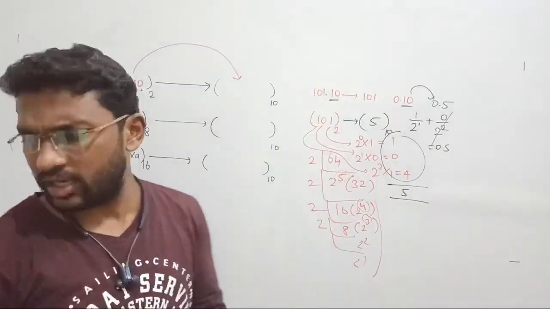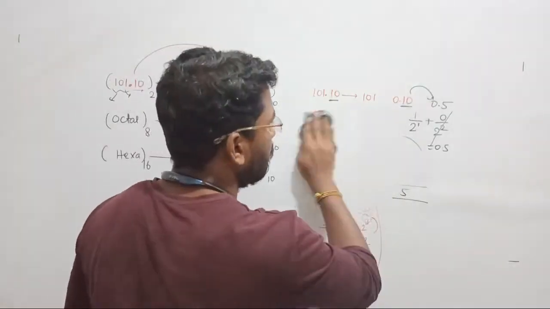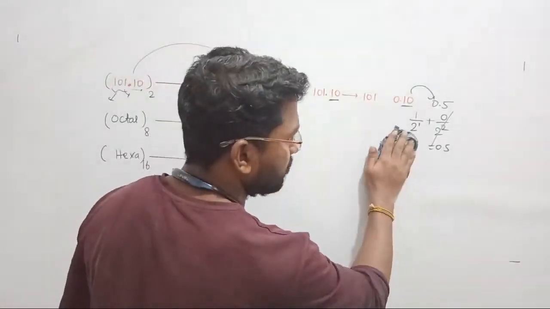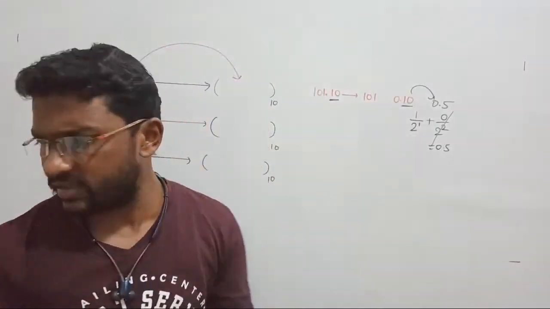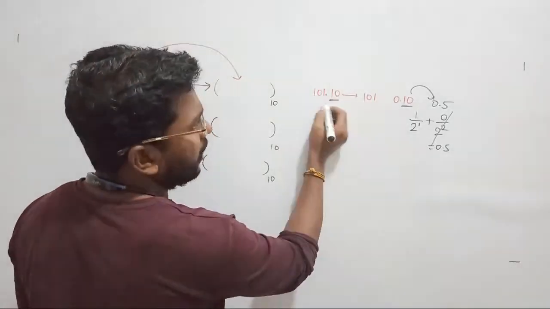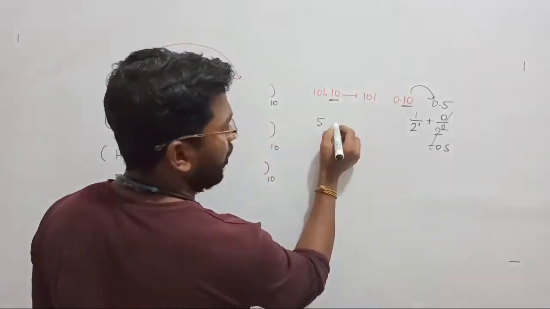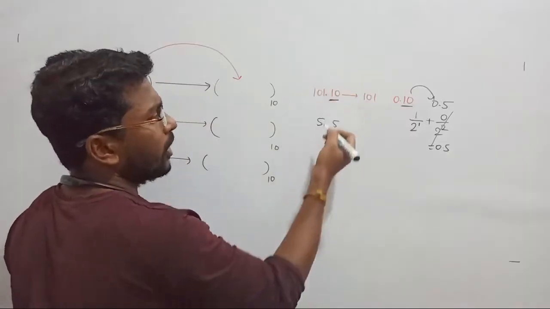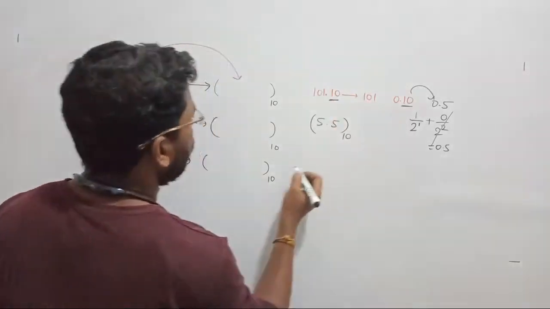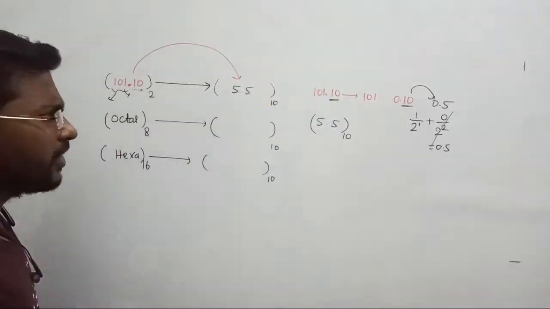Clear? That's all. There is nothing to understand, right? So let me write the answer finally. This is the general procedure. You can use it for all problems now, right? So let us see. So the conclusion is, 101 இதோட equal value எனக்கு வந்தது 5, dot, that is 0.5, so 5.5, right? So 101.10 equivalent decimal value is 5.5. So correct answer is 5.5. Getting me? Very simple, right?